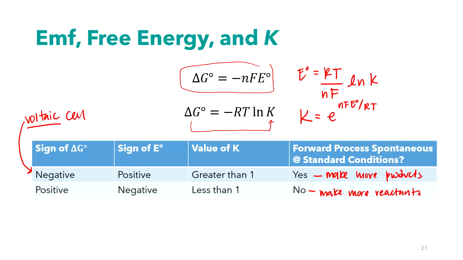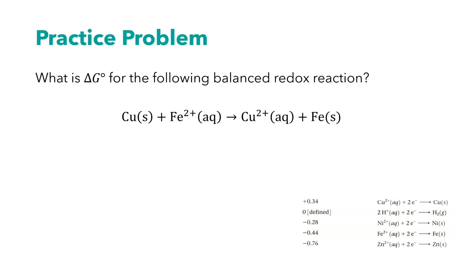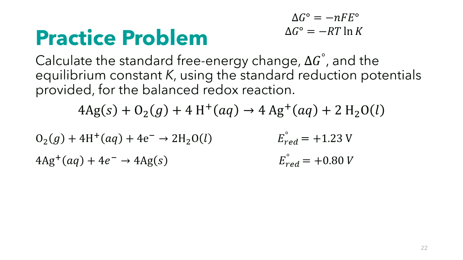Okay, so let's do a practice problem. I want you to calculate the standard free energy change and the equilibrium constant K using the standard reduction potentials provided for this balanced redox reaction. And while you're at it, you might as well assign one of them as the anode and one of them as the cathode. And think about what is the oxidation reaction that's happening.